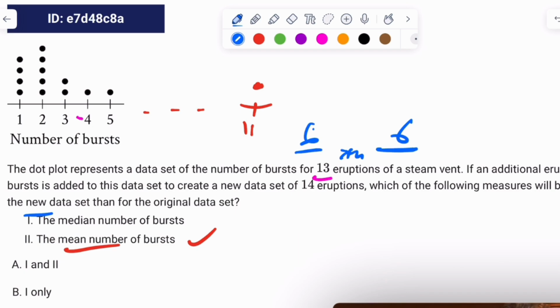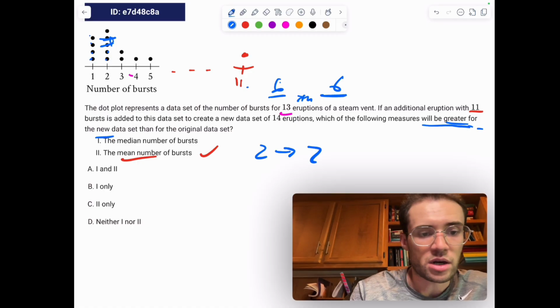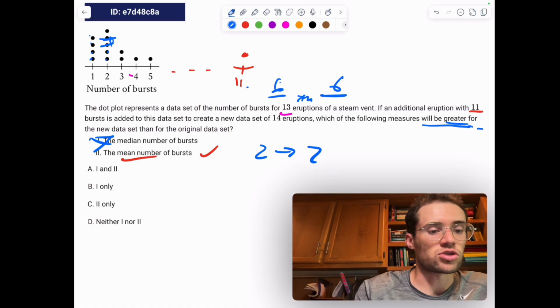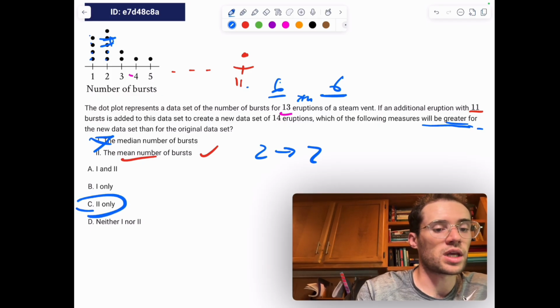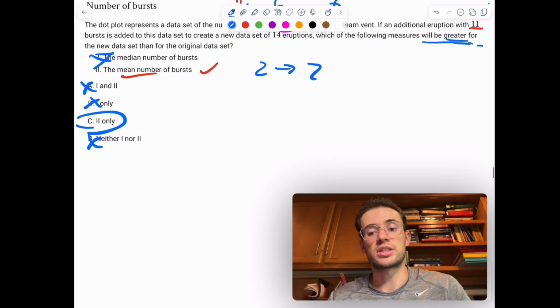But either way, the seventh value here, 1, 2, 3, 4, 5, 6, 7, is this 2, which means even if you add another one, the new median would be the average of the seventh and the eighth term, which is the average of 2 and 2, still 2. So your median starts at 2 and ends at 2. So the median does not change. Would it be greater? It won't be greater if it's the same. It doesn't say greater or equal. So 1 is not true, 2 is true. So it's 2 only, not 1, and not neither, because 2, the mean number of eruptions increasing, is true.